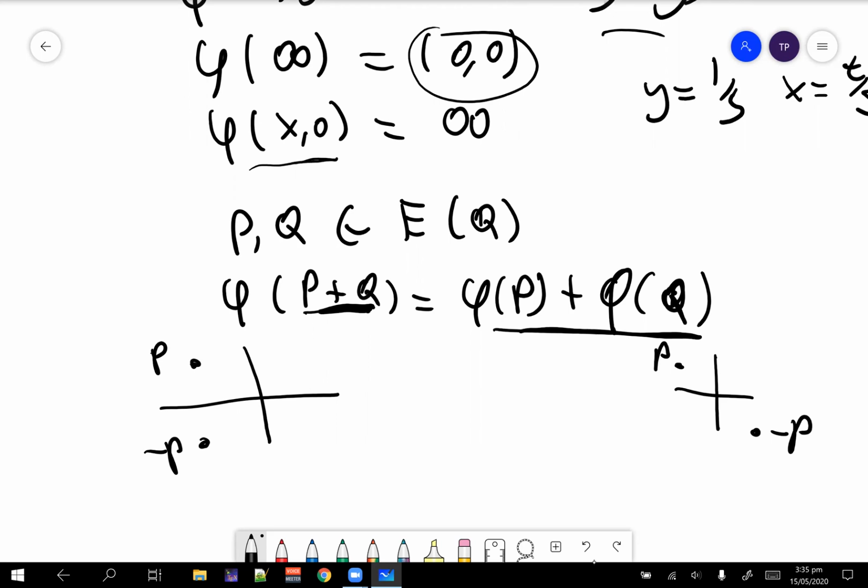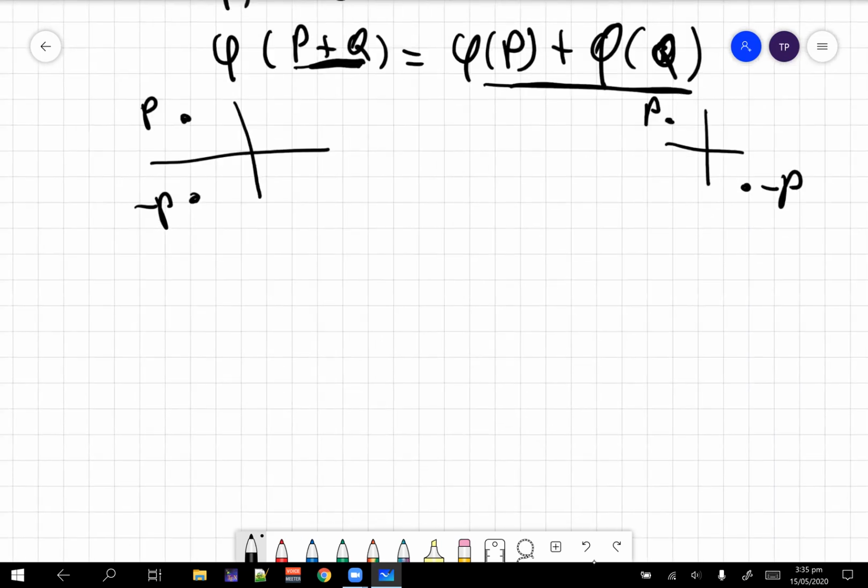And if you look at Silverman and Tate, there's a cool picture that shows you how the map actually works, but I'm bad at drawing, so I won't try and draw that out.